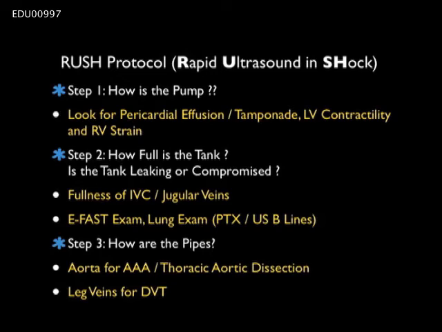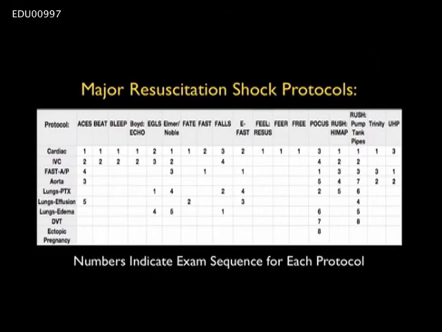The third part of the RUSH exam was the evaluation of the pipes, first looking at the arterial circuit for problems such as abdominal aortic aneurysm or thoracic aortic aneurysm, which could be the cause of the patient's shock. Second was the evaluation of the major venous circuit, mainly focusing on the legs for assessment for deep venous thrombosis. And this part would be included especially if the echo showed right ventricular strain to confirm the presence of a possible pulmonary embolus.